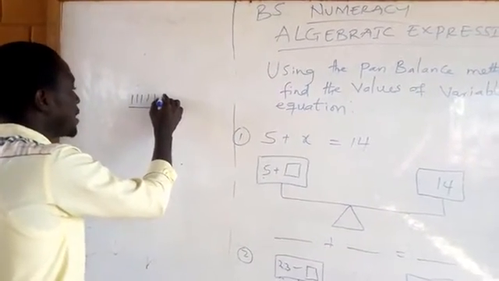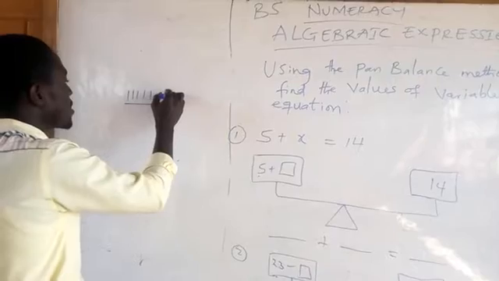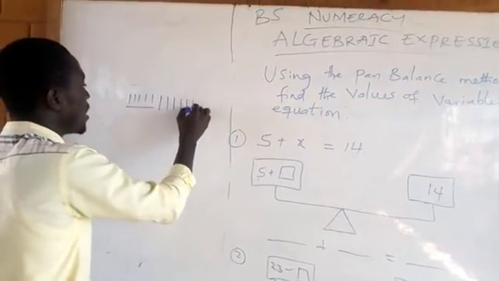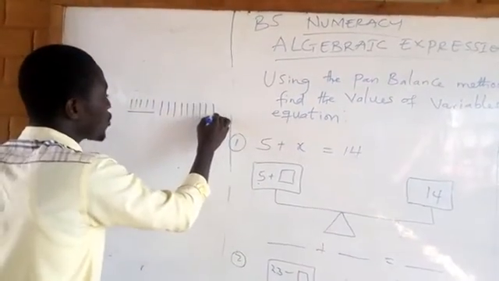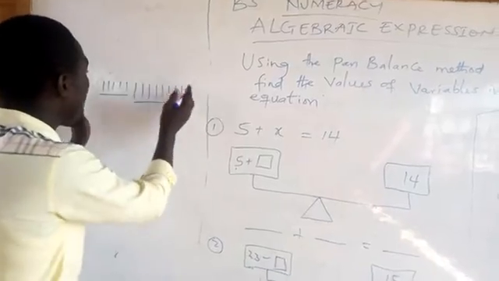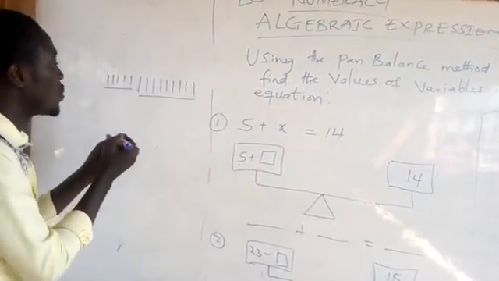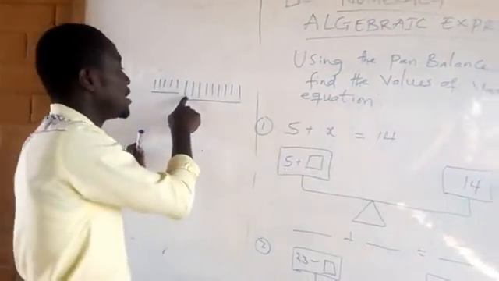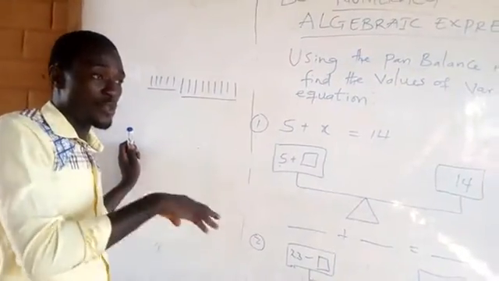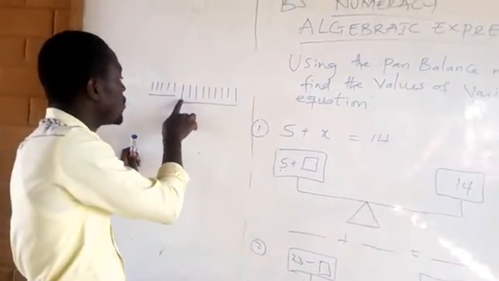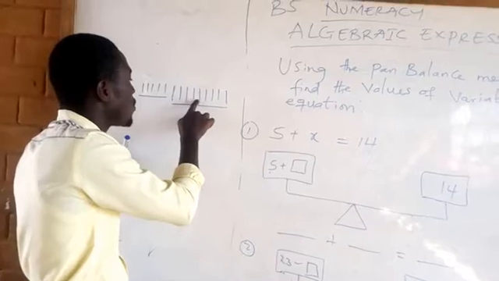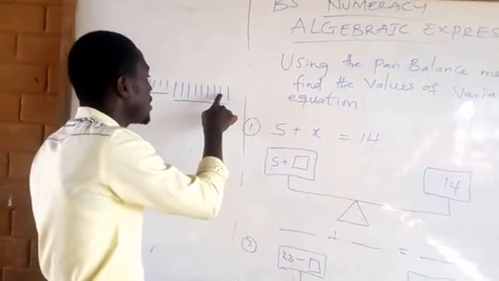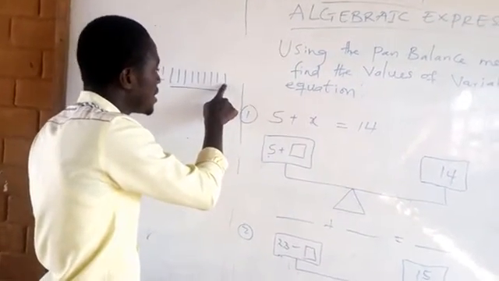We continue by adding 6, 7, 8, 9, 10, 11, 12, 13, 14. So right now we have added up to get 14. So we need to now recount the number of apples we have added. We have 1, 2, 3, 4, 5, 6, 7, 8, 9.